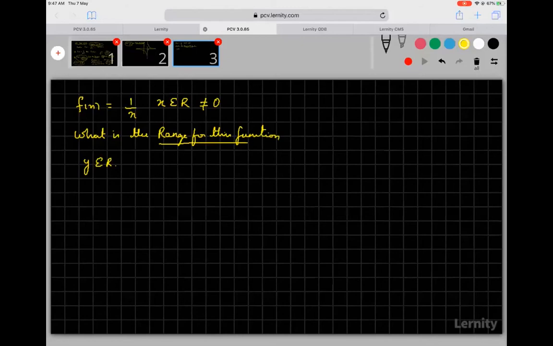1 by x. How does 1 by x look? 1 by x will, on the right side of 0, look like this. On the left side of 0, it will look like this. So it can take any number. No, I'm making an error here. On the left side of 0, it will look like this.